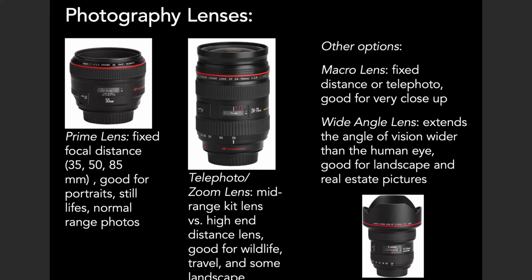So that would be called a mid-range lens, where it's good for everyday stuff, but you're not actually going to zoom in very far on anything. So if you want to really get into, say, wildlife photography, travel photography, candid photography, you might need a higher end distance lens, so like 80 millimeters to 200 millimeters or even beyond that.